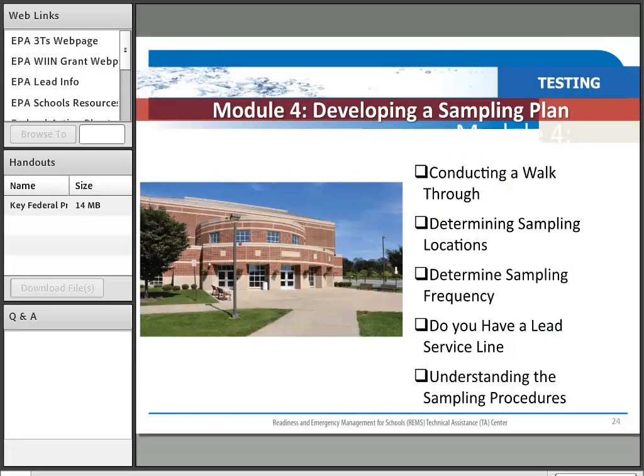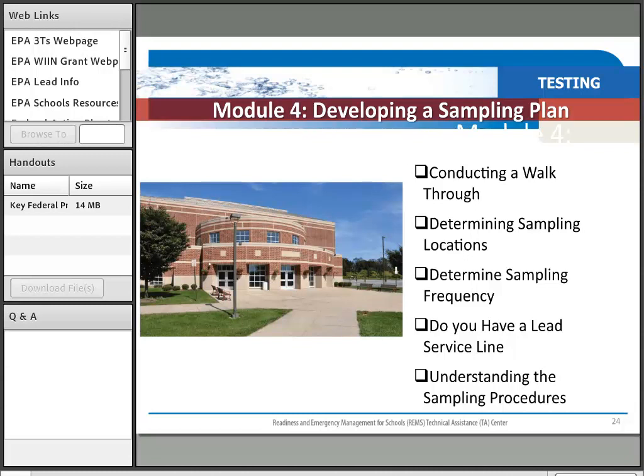Alrighty, moving right along is Module 4, developing a sampling plan. In Module 4, we started to get into the testing part. We're focusing on developing a sampling plan. To do this, the 3Ts resources help you conduct a walkthrough of your facility, determine sampling locations, and take an inventory. It also helps you find out whether your school is being served by a lead service line, and understand the sampling terminology and procedures so you're ready for Module 5.